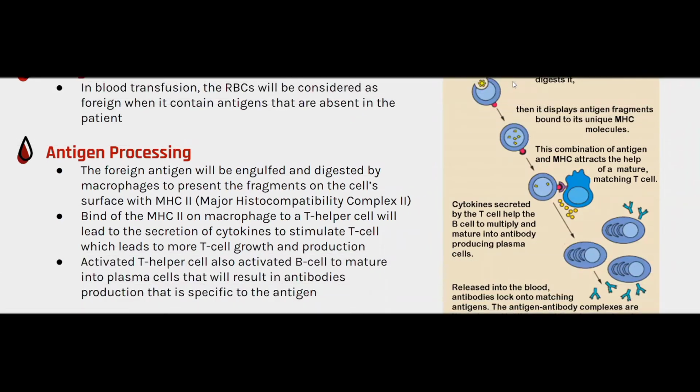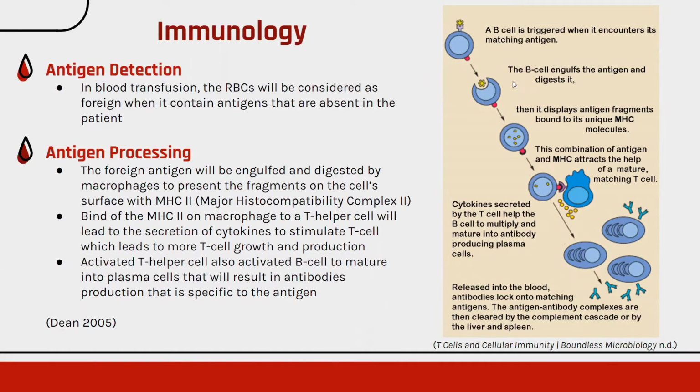Immune responses include antigen detecting as well as antigen processing. In blood transfusion, the red blood cells will be considered as foreign when they contain antigens that are absent in the patient. When the macrophage encounters an antigen, it will engulf and digest it, and the antigenic fragments will be presented on the cell surface together with MHC class II, known as major histocompatibility complex II. Interaction happens when a T helper cell binds to the antigen on the macrophage.